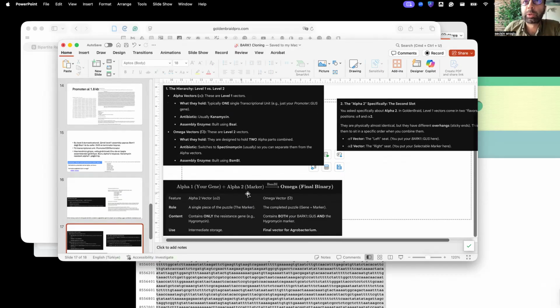So you see alpha 1 and alpha 2 are inserted into the omega vector by BsmBI. And the first level vectors use BsaI as a restriction enzyme.